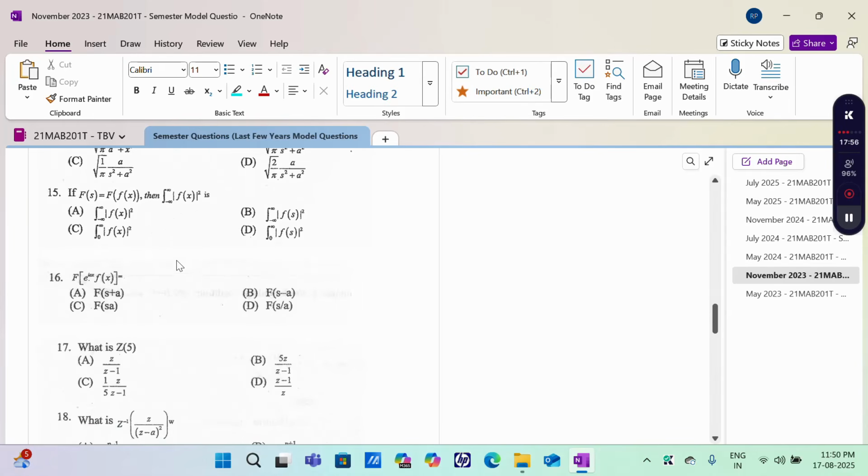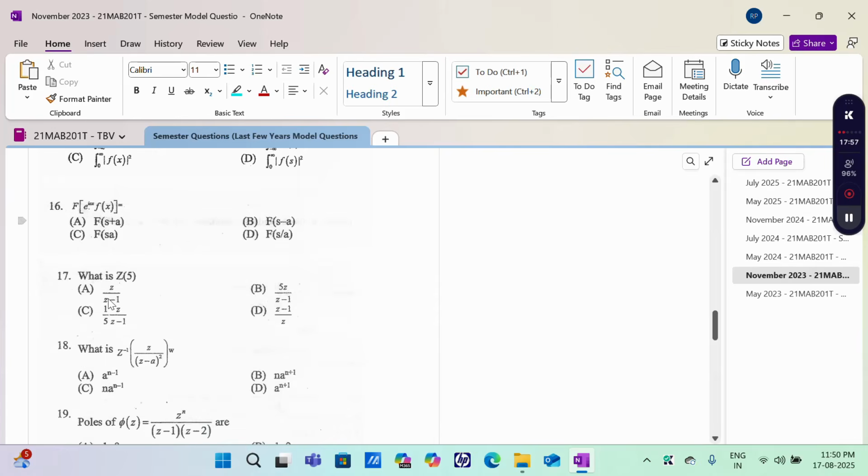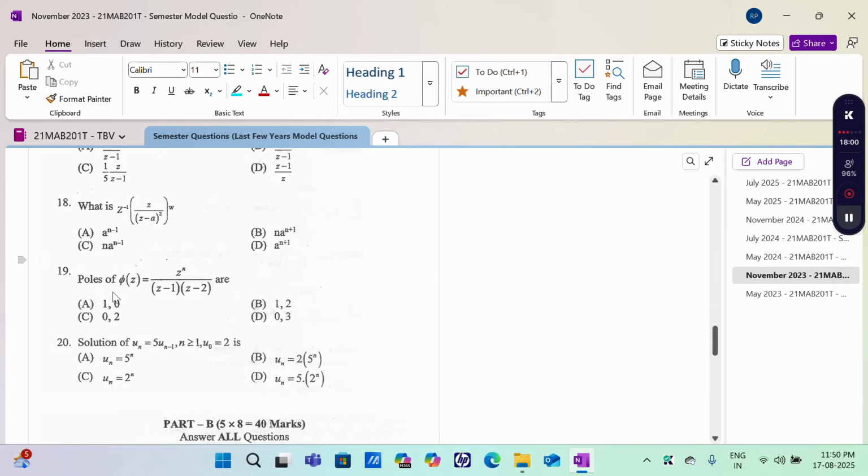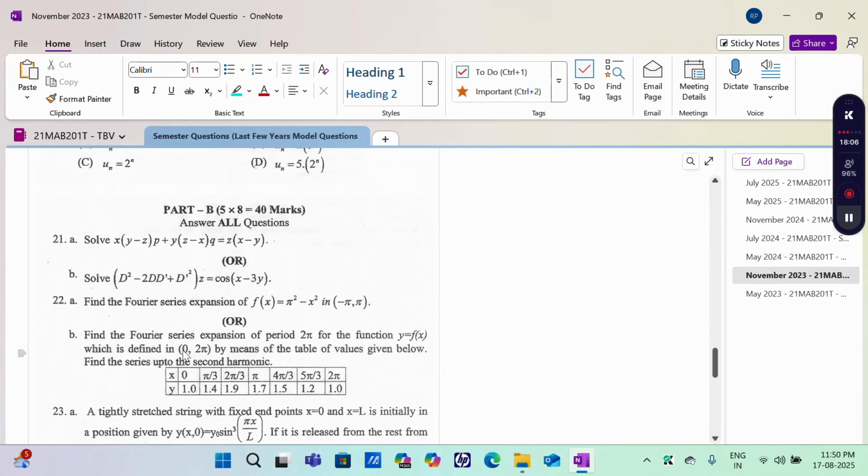is the property related questions, this is also property. 17 to 20 Z transform, Z inverse transform, and find the poles, and then differential equation. Part B, 8 mark questions, so either or choice, 5 questions, each unit 2 questions, either or choice.